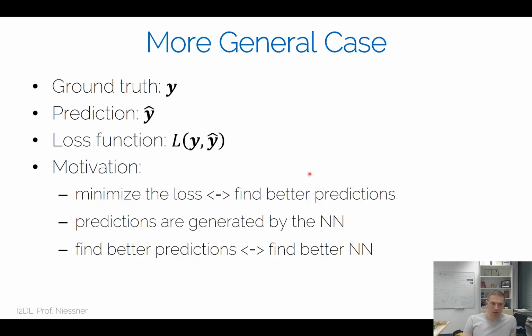More generally, this is the notation we're going to use. We have our ground truth labels, and we have our predictions, y hat. Again, y hat is parameterized by the input plus the parameters of our model. The loss function is then L of y and y hat. The motivation is that we minimize the loss to find better predictions. Predictions are generated by the neural networks, so finding better predictions means finding better neural networks.